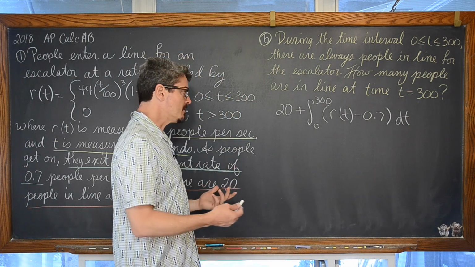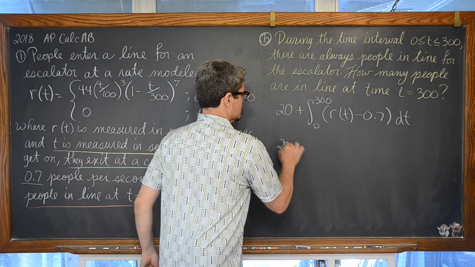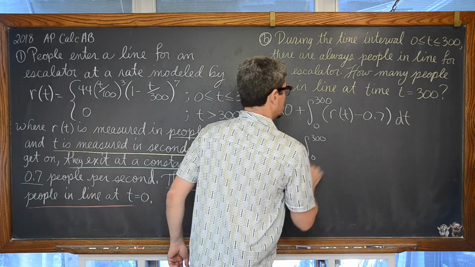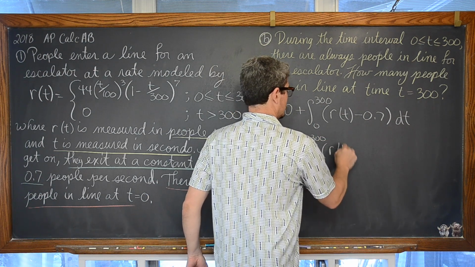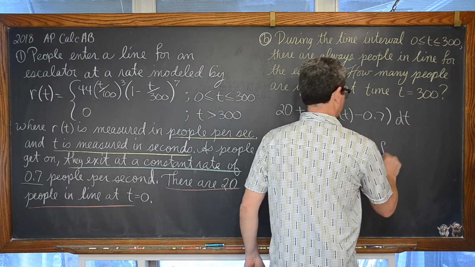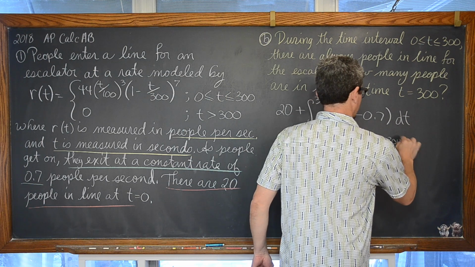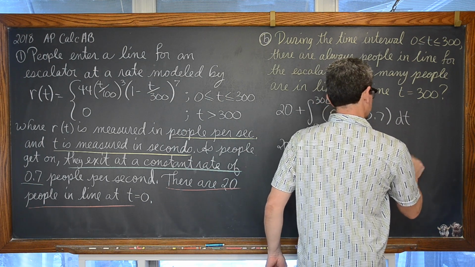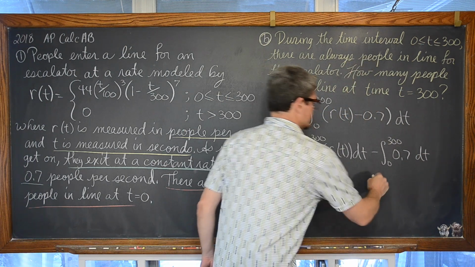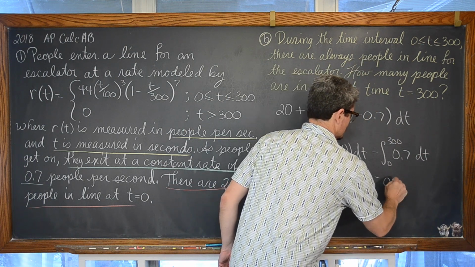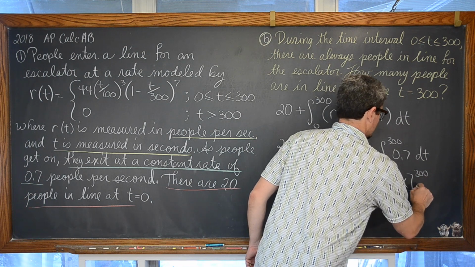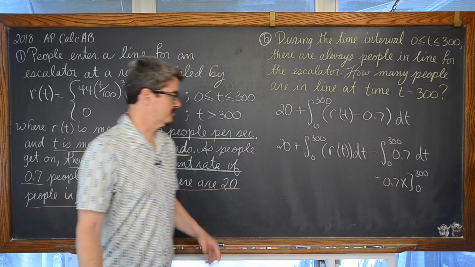If you feel the need to, you can write this as 20 plus the definite integral from 0 to 300 of r of t dt minus the definite integral from 0 to 300 of 0.7 dt. And then this is going to be minus 0.7x with an upper limit of 300 and a lower limit of 0.